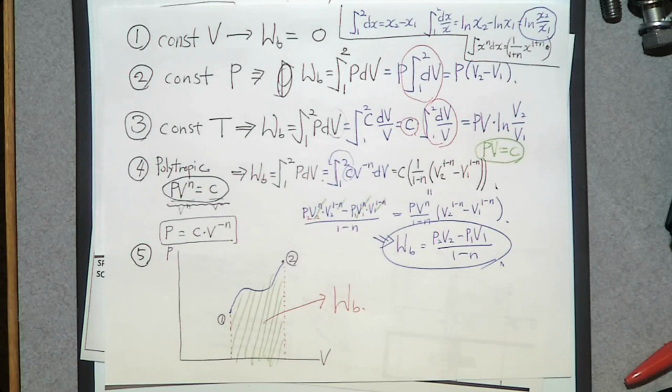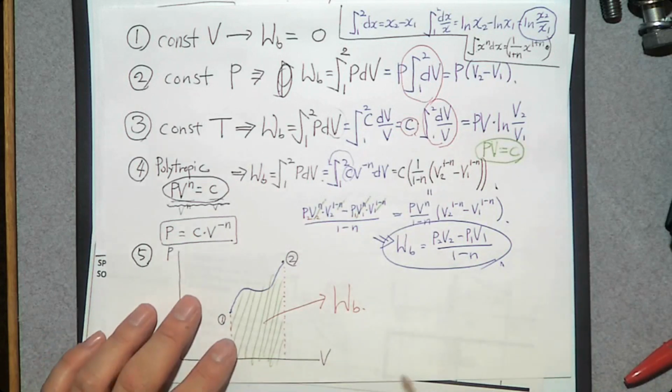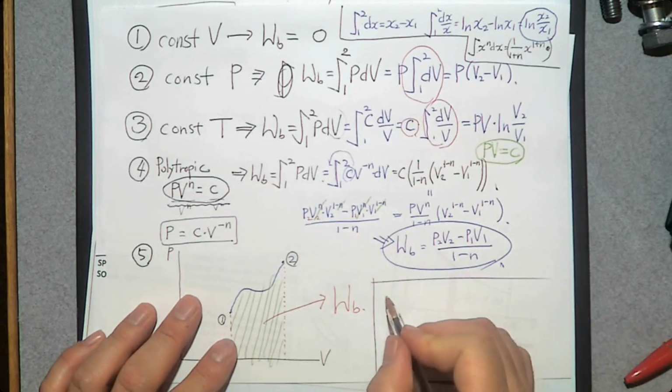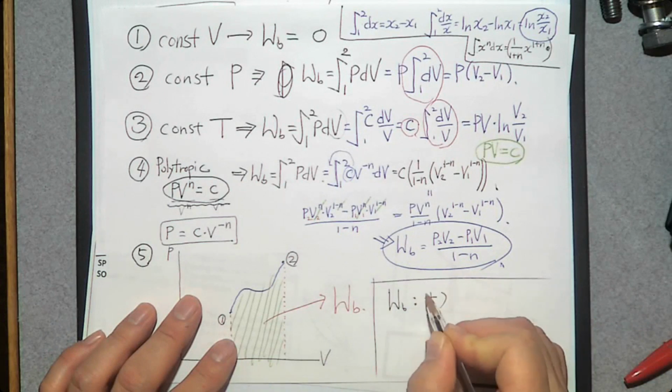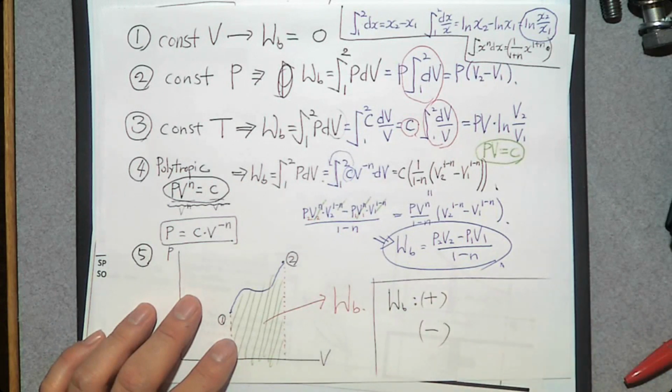PV graph. There's no specific name, okay? So there are 5 different ways to evaluate this moving boundary work. And one last thing. This moving boundary work can be positive and can be negative.